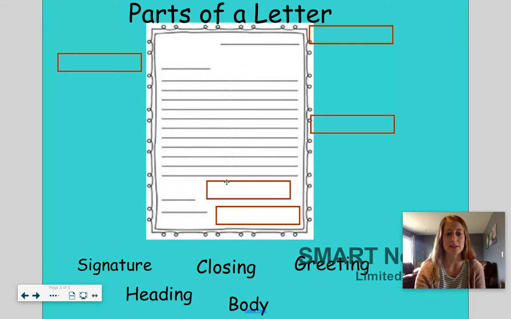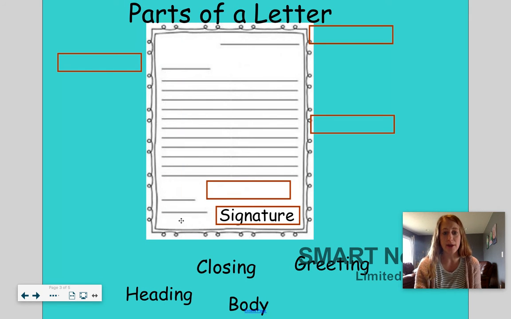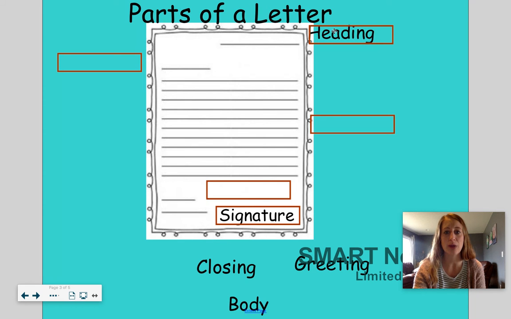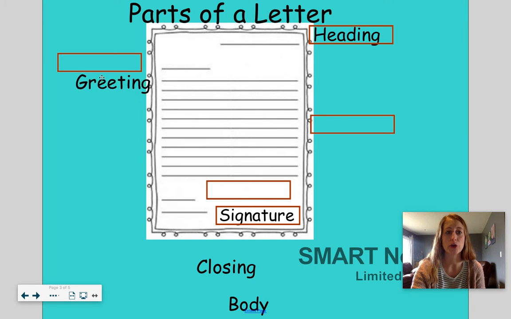So you have a letter like this at home. This is called signature. Signature goes at the bottom. It's where you write your name. You write your name on the bottom so the person knows who the letter's from, right? Then we have the heading. The heading is where you write the date so they know when you wrote the letter, when it was addressed.